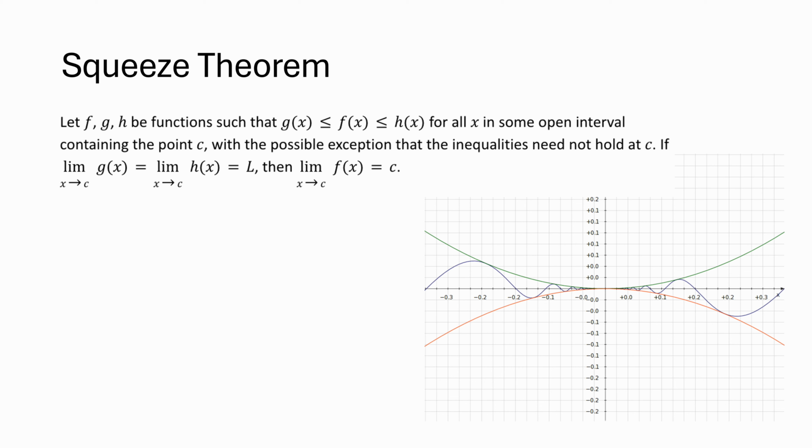So basically, in this graph, we can identify g of x, f of x, and h of x. The orange graph at the bottommost is g of x, the blue graph in the middle is f, and the top part is h. What the theorem says is that if f is between g and h, and g and h reach the same limit at a specific point, then f must reach the same limit at the same point.